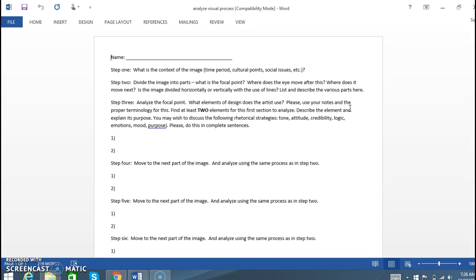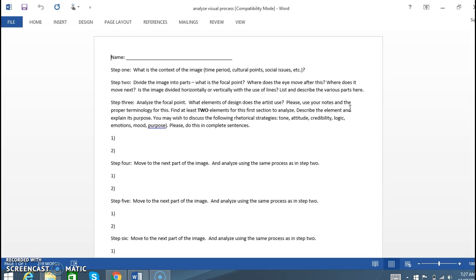Okay, where does the image take place? And that helps give some insight into the social issues. Then step 2 is to divide the image into parts. Each part will become a paragraph, and so it is very important that you start with a focal point and then describe where your eye moves next, and why your eye moves there, what guides it there. Is it a line? Is it some kind of color that moves your eye to the next part?